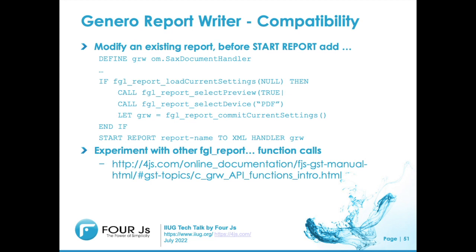The various FGL_report functions configure the output. In this example, the key one being fgl_report_selectDevice, which is taking PDF as the argument to indicate that the generated report should be PDF. The lines you can see here are enough to take your existing 4GL report and output it as PDF.